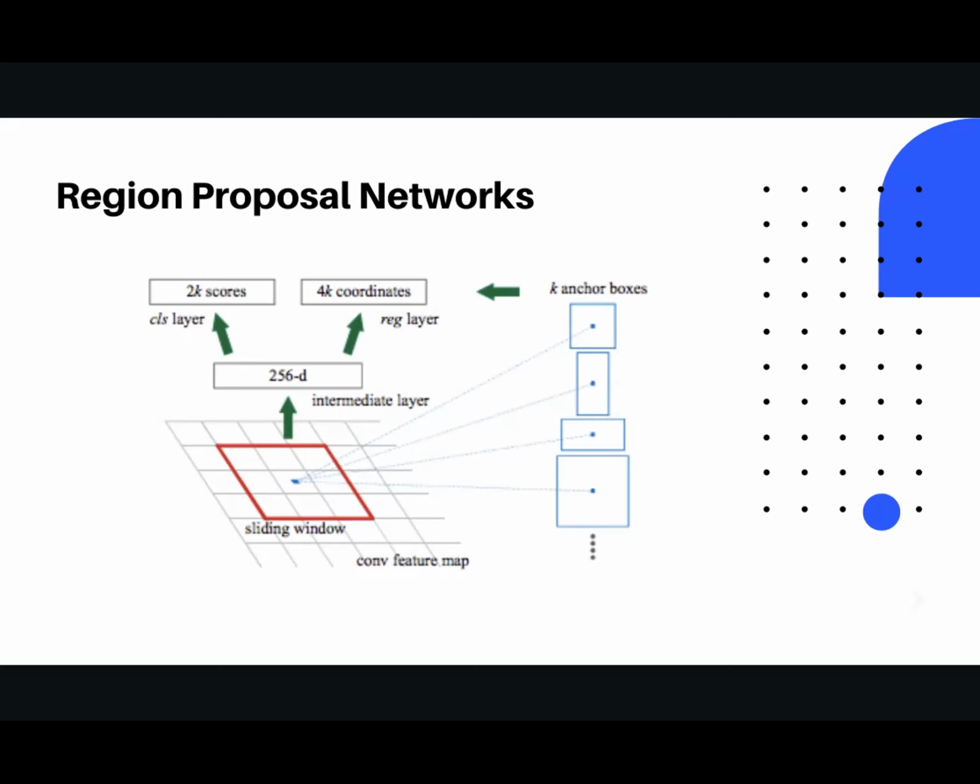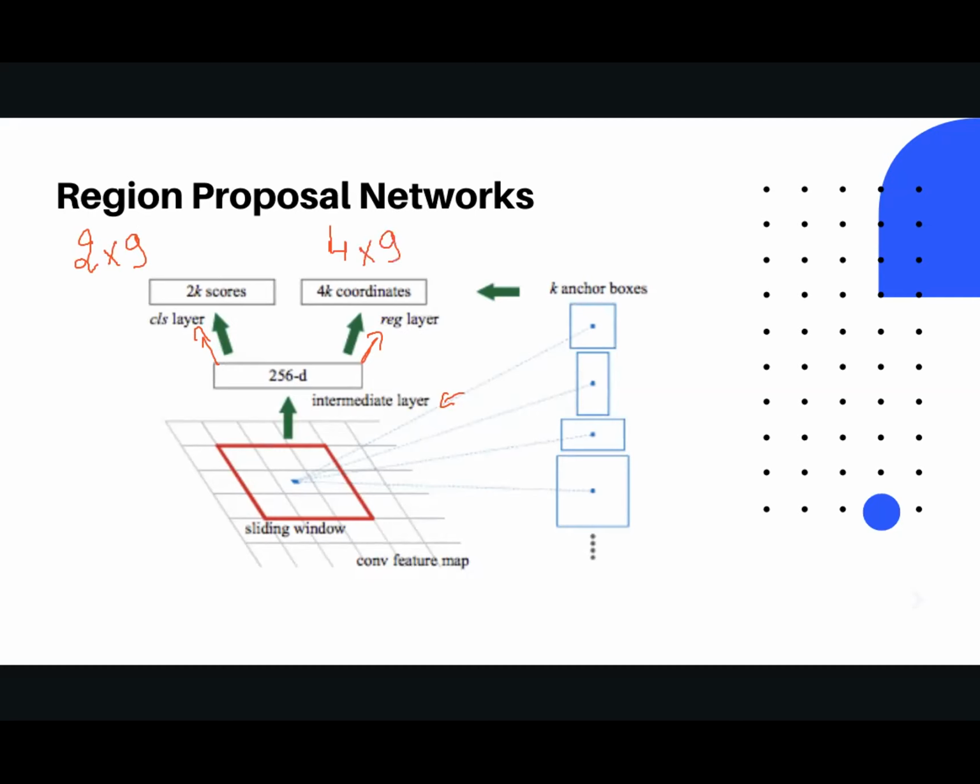And as you can see, they first go through an intermediate layer. This part is just here to bring in some extra non-linearity in the learning, and then it gets split into 2 parts. The first part, as you can see, has 2 times 9, or 2k layers, and this one has 4 times 9 layers.